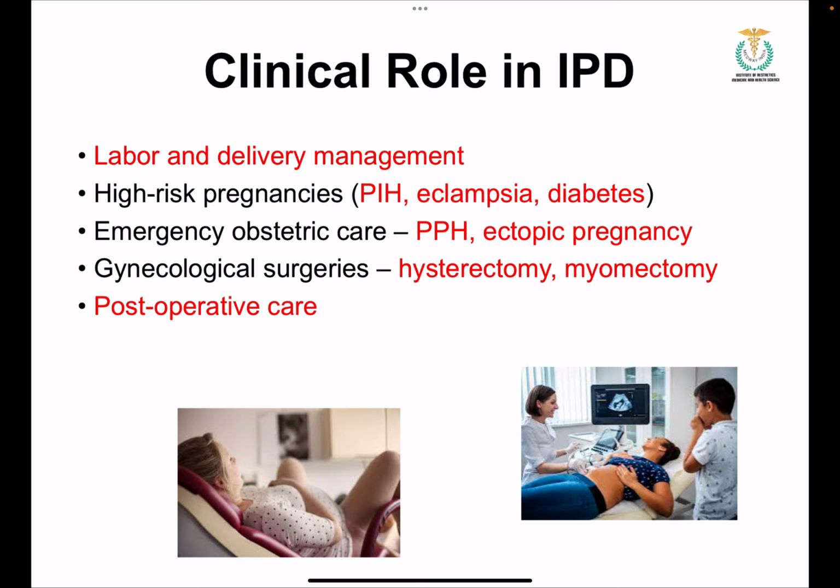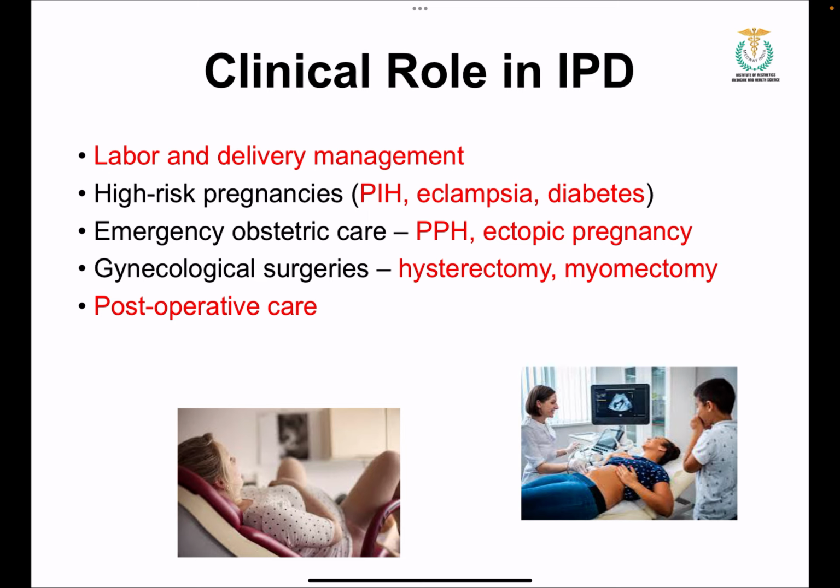Moving on to the clinical role of the OBGYN in IPD. So in IPD, what is the clinical role? When a patient is admitted, the role of an OBGYN shifts towards intensive monitoring, emergency management, and surgical care. First is labor and delivery management: conducting vaginal delivery, assisted delivery with forceps or vacuum, and cesarean sections when required.